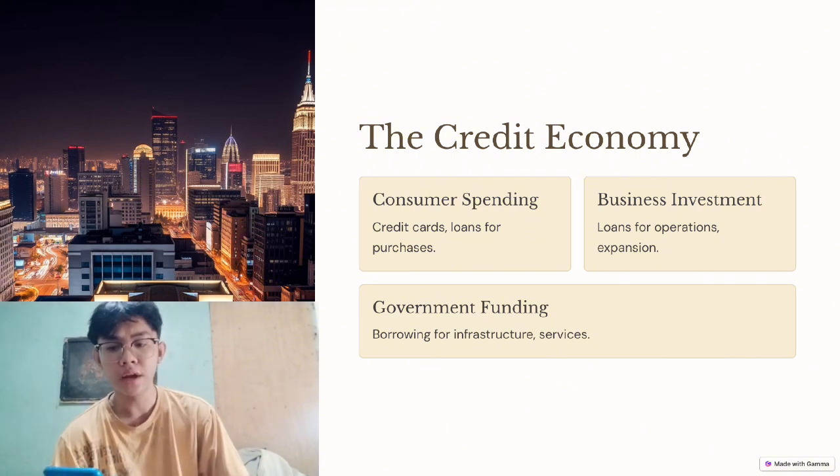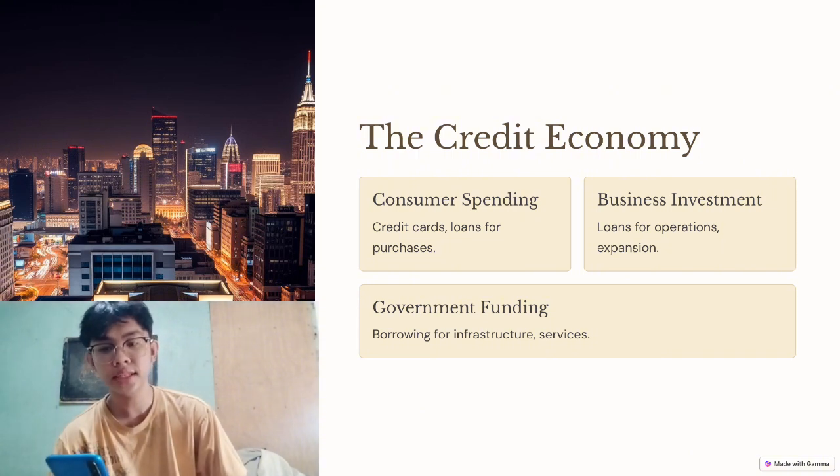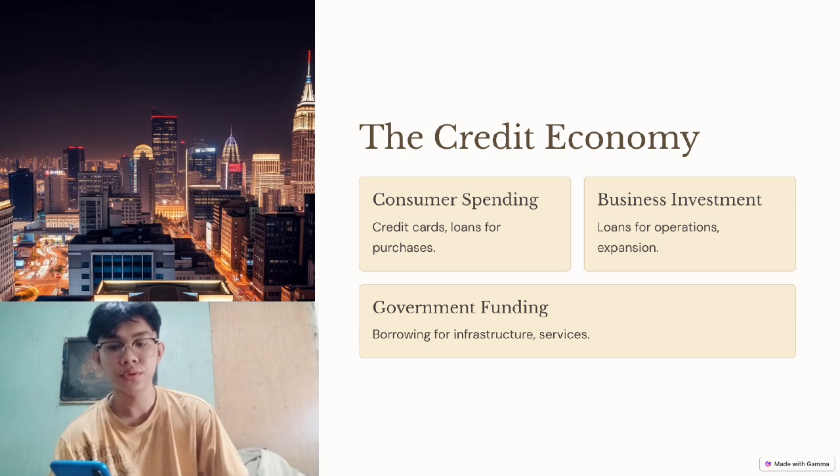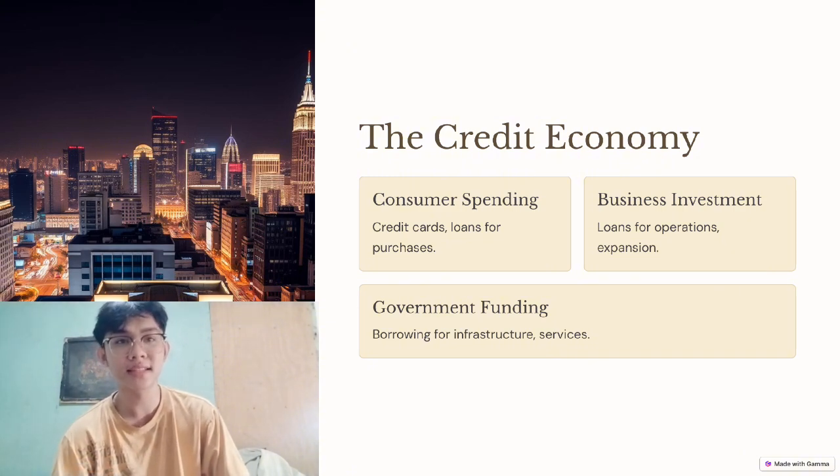So a credit economy thrives on trust between lenders and borrowers, supported by institutions like banks, credit unions, and financial markets. Some economic theories, such as the credit theory of money, propose that money itself is a form of credit or debt, emphasizing the close relationship between credit and monetary systems.